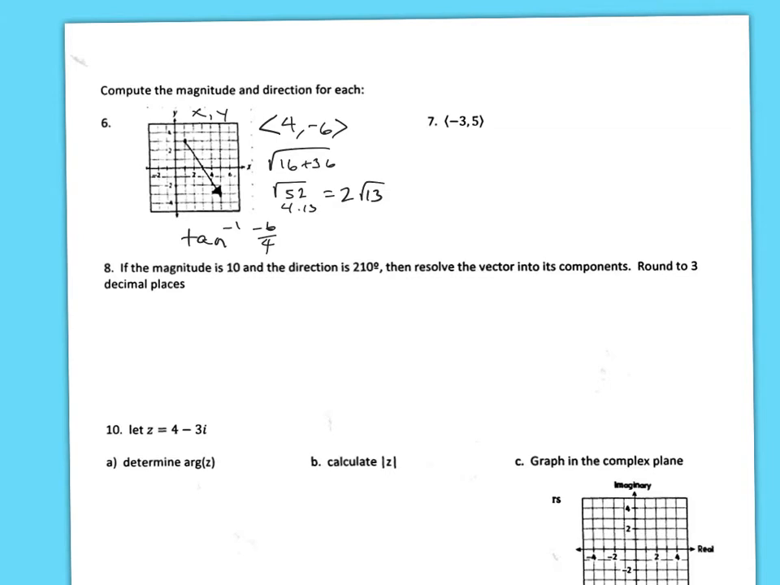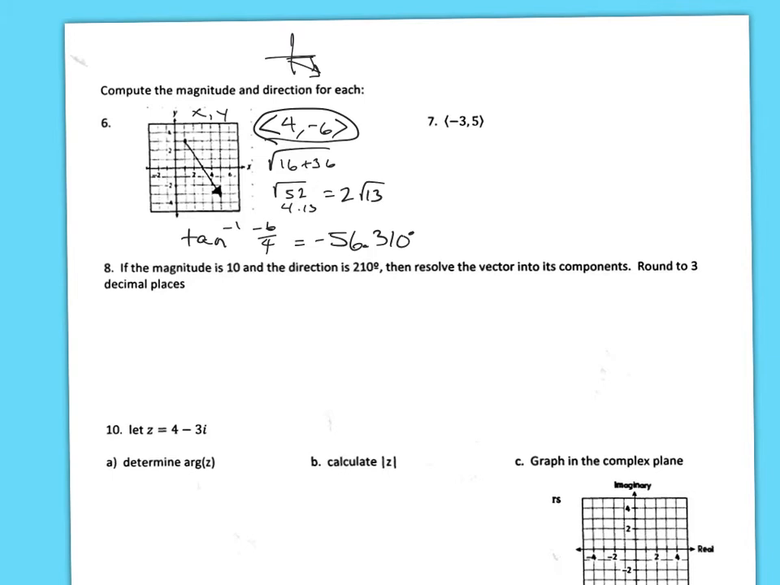Now, if you think about what this looks like, if you think about this vector right here, if we were to just graph that, right 4 down 6, we're in the 4th quadrant. So we're probably going to have a negative angle. And when you put it in the calculator, the negative angle is okay. We do not need to move this. So it's negative 56.3.